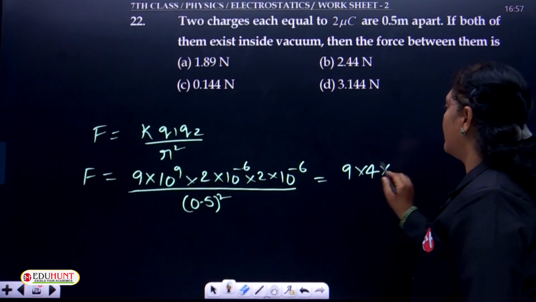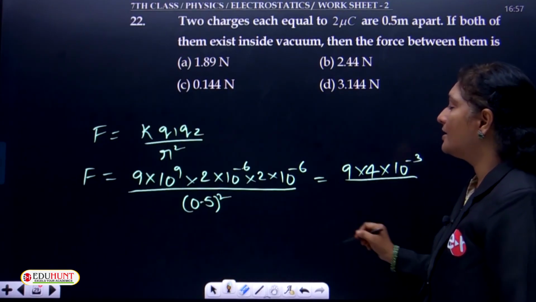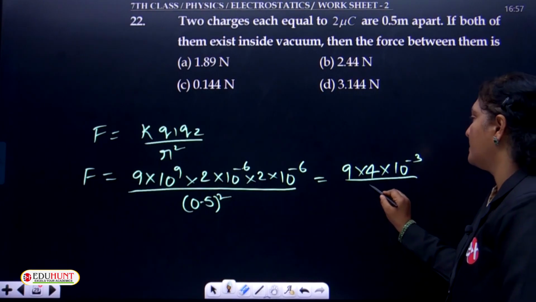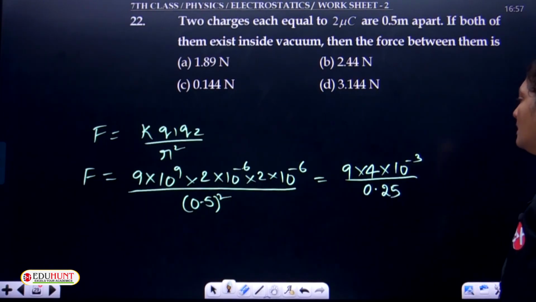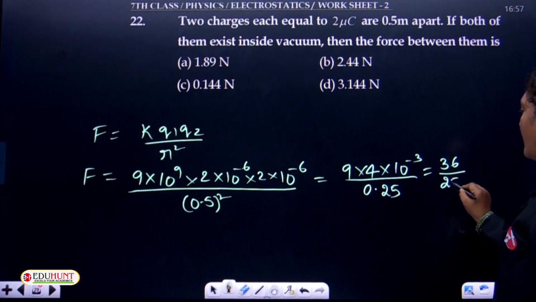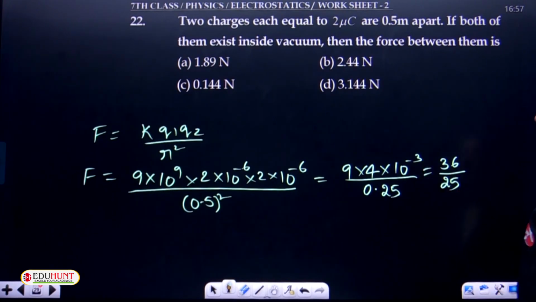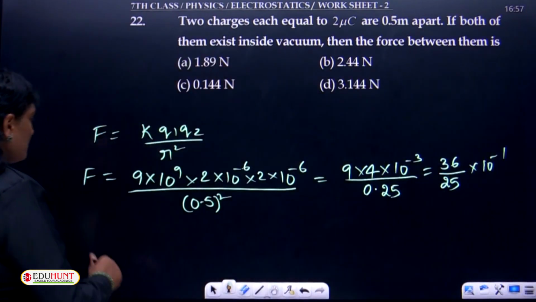10 power 3 and 10 power minus 6 is 10 power minus 3 whole upon 0.5 whole square, which can be written as 0.25. So simplifying this further, we have 9 fours 36 upon 25 upon 100. That 100 will go up, meaning 10 power minus 1. So after simplification, this value will be found something like this.